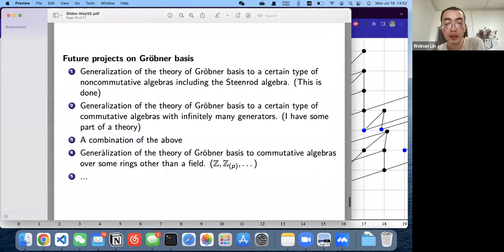We can also try to generalize the theory of Gröbner basis to commutative algebras over some rings. I forgot to tell you in the beginning that the current theory of Gröbner basis only works over fields, not arbitrary rings. So I want a certain generalization. I want to work over, for example, the integers. I want to study algebras over integers or the local rings of integers, et cetera. It would be nice to have an algorithm so that you can do more on the computer.